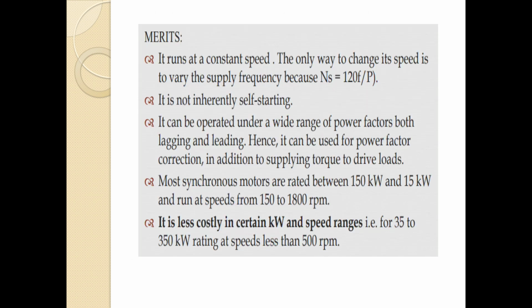Merits. It runs at constant speed. The only way to change speed is to vary the supply frequency, because N equals 120 f divided by P. It is not inherently self-starting. It can be operated over a wide range of power factor, both lagging and leading. Most synchronous motors are rated between 150 kilowatts and 15 megawatts, with speeds from 150 to 1800 rpm. It is less costly.